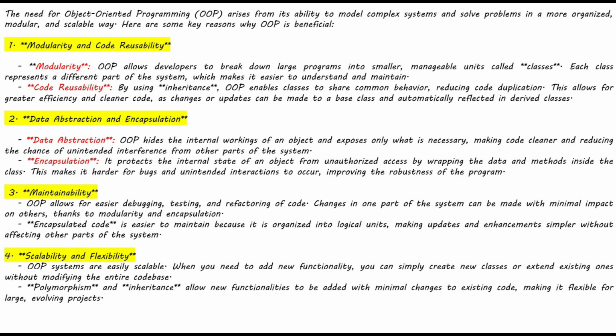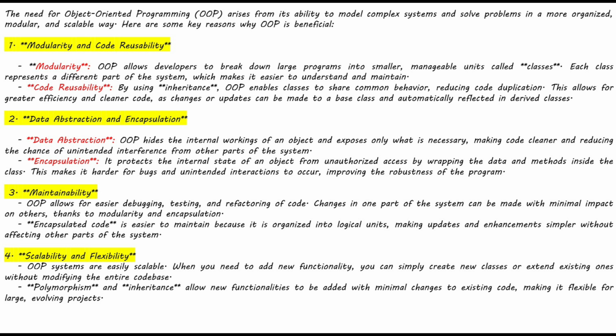Now coming to the second point, data abstraction and encapsulation. What is data abstraction? Object-oriented programming hides the internal workings of an object and exposes only the necessary parts to the developer, so that it can maintain cleaner code and reduce the chances of unintended interference. Coming to encapsulation, it protects the internal state of the object from unauthorized access by wrapping the data and methods inside a class. This makes it harder for bugs and unintended interactions to occur, improving the robustness of the program.